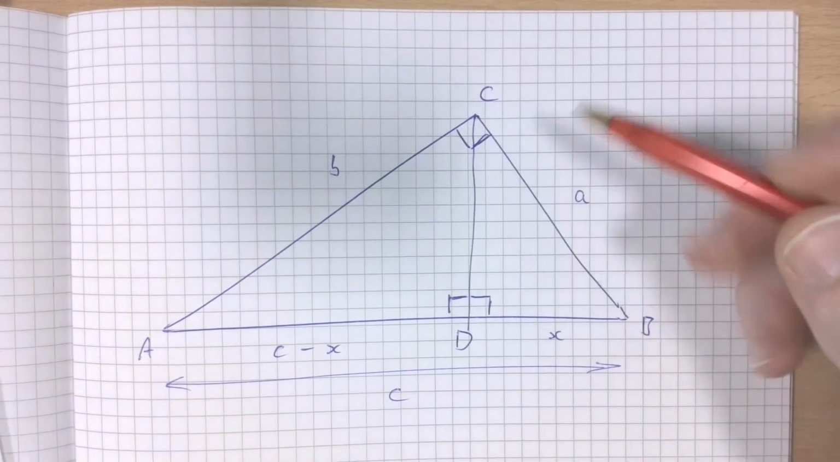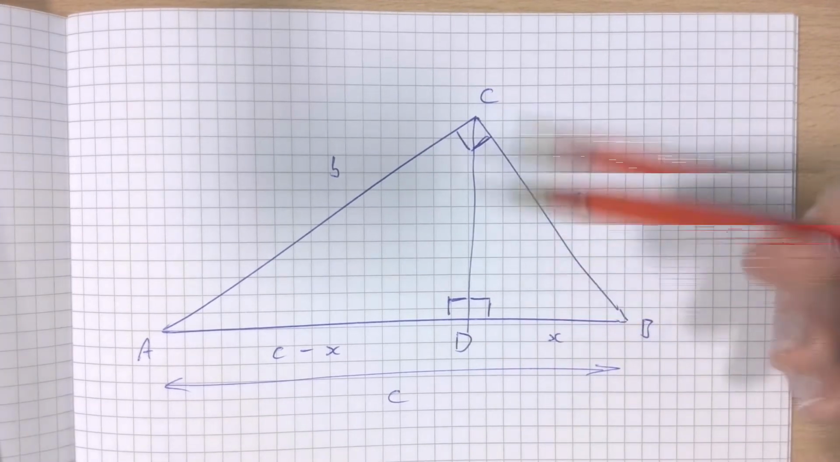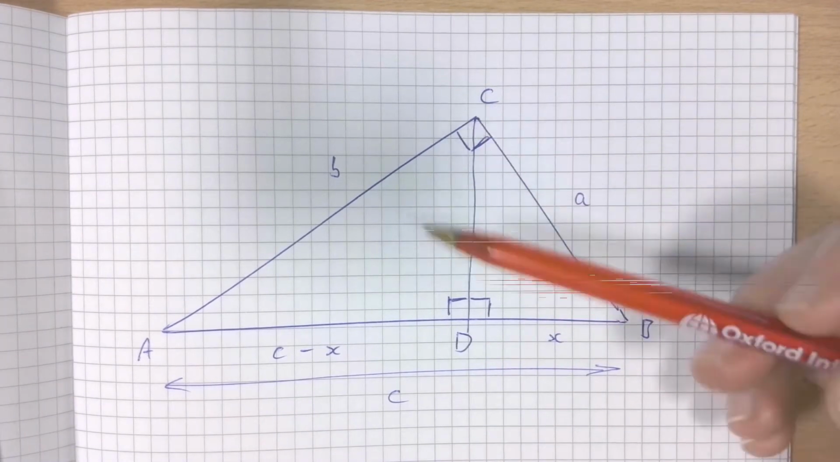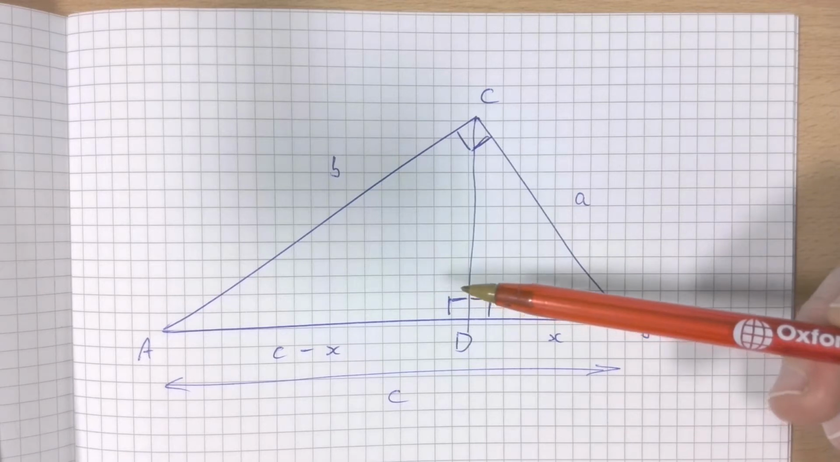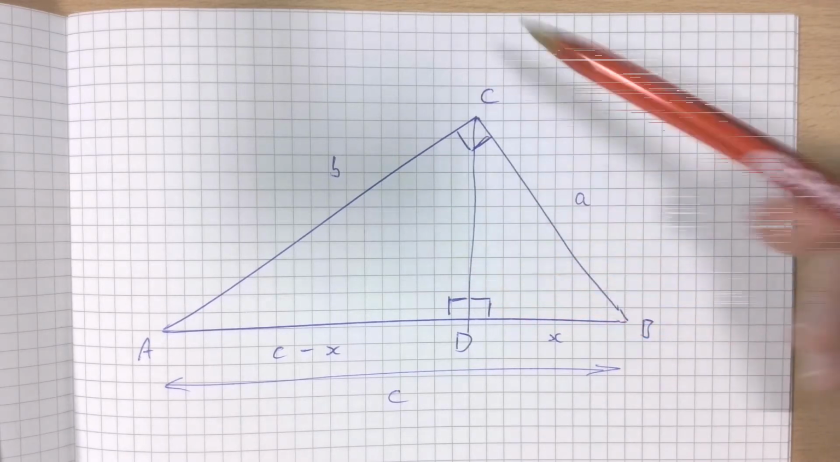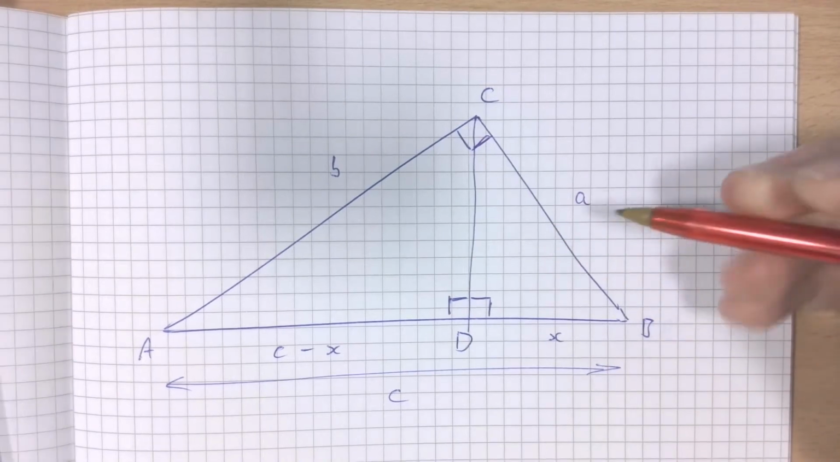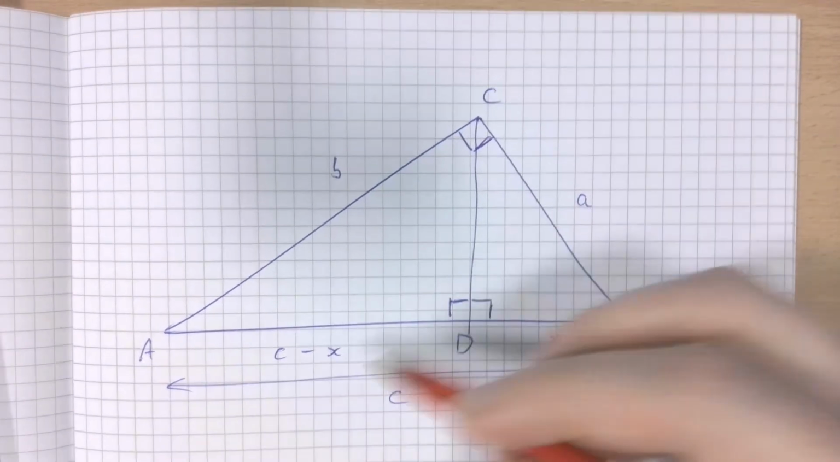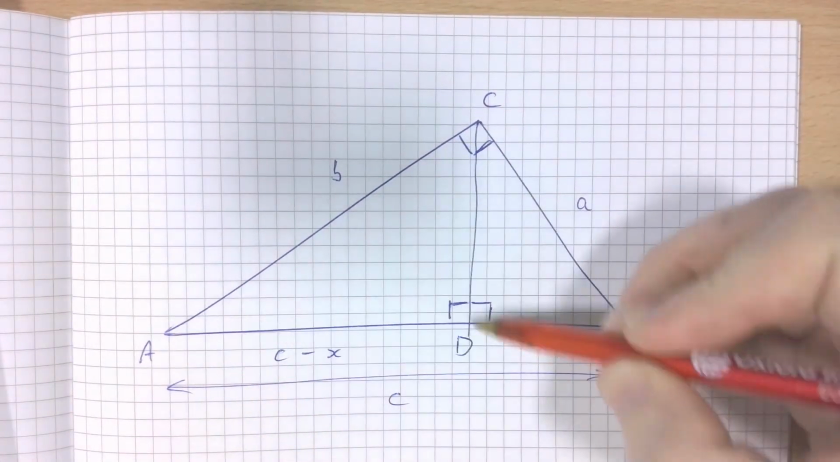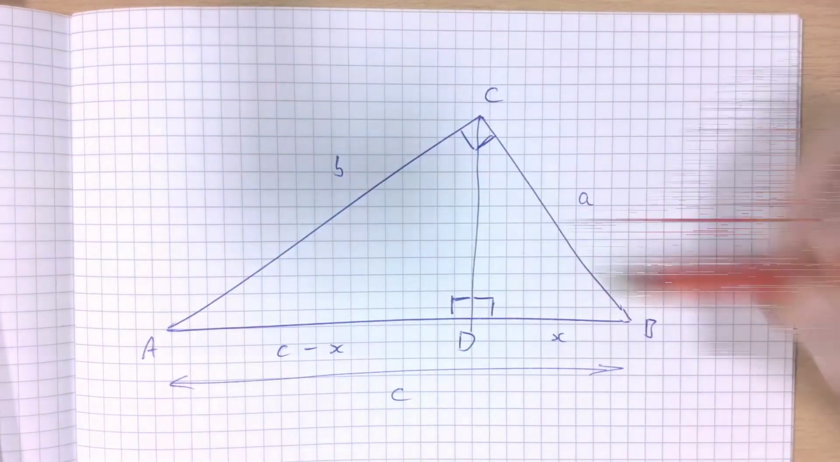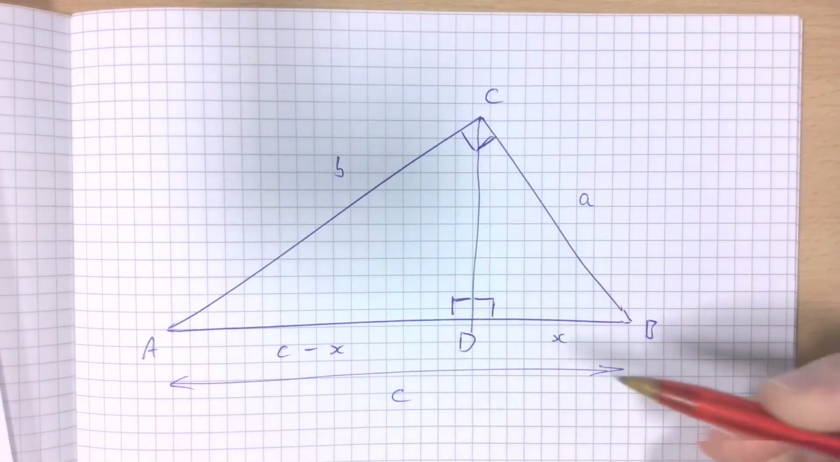Now, to demonstrate similarity, we know what the word similar means, don't we? We mean two shapes that are enlargements of one another. In other words, the angles that are existing within the shapes are going to be identical. So if I can demonstrate that the angles in this triangle are the same as the angles in this triangle, I've demonstrated that they're similar.